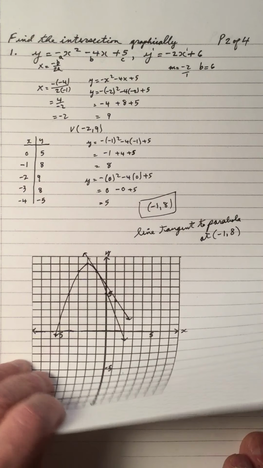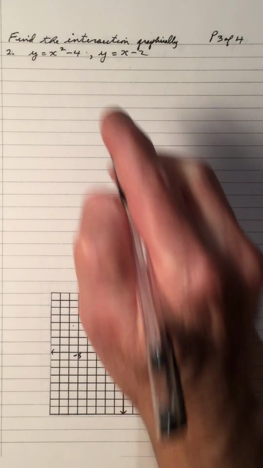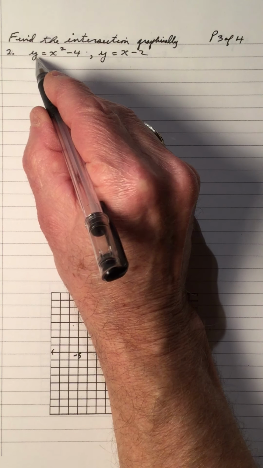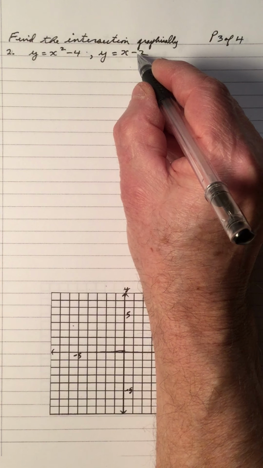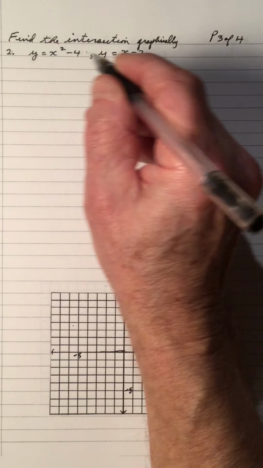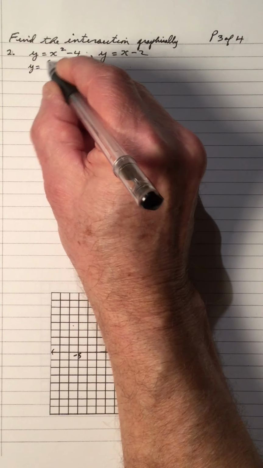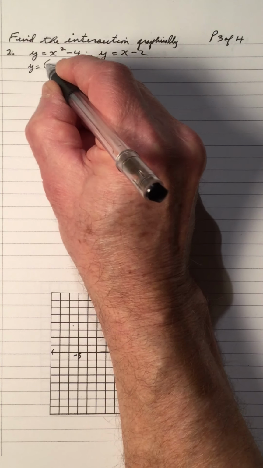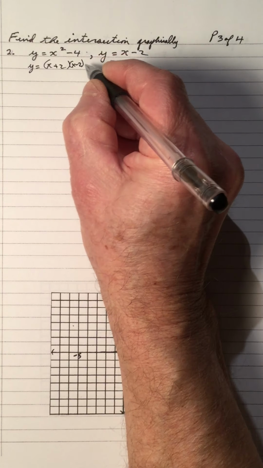Okay, let's continue. Find the intersection graphically of, again, we have a parabola, y equals x squared minus 4, and this is linear. So in this parabola, we can do a table of values, or we can do a couple of ways. We can say this is factorable. So it's x plus 2, x minus 2.